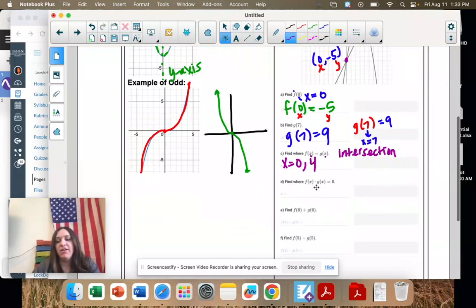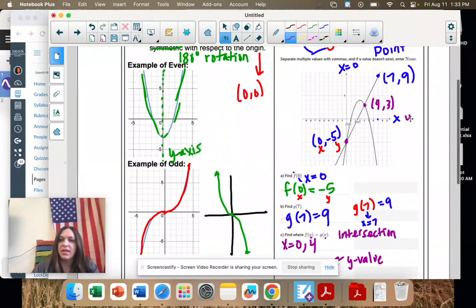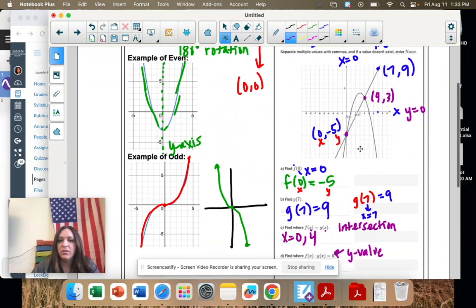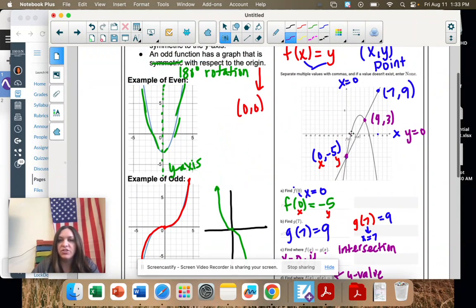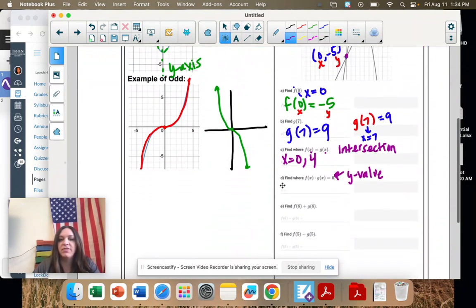So now we're given f of x times g of x equals 0. So the y value is 0. So that's at the x-axis. So where points for f of x and g of x is 0. So that's x equals 1, that's 2.5, and that's 5.